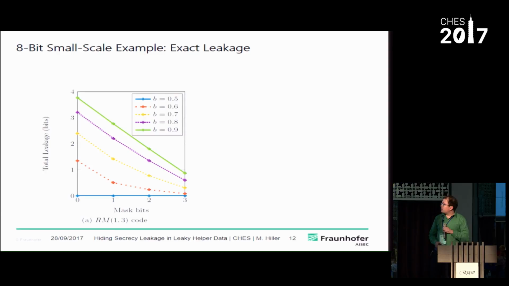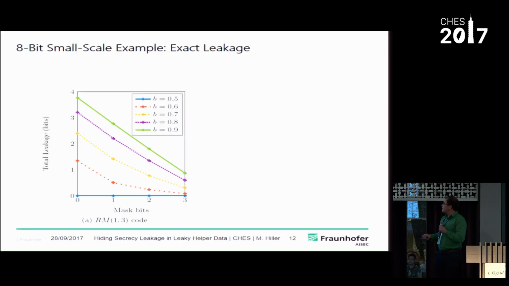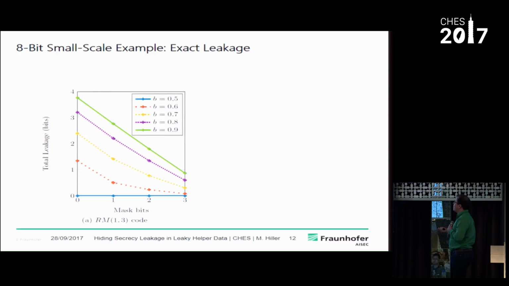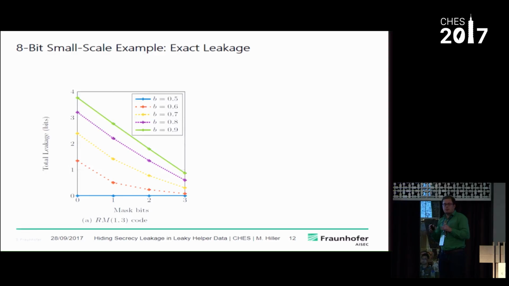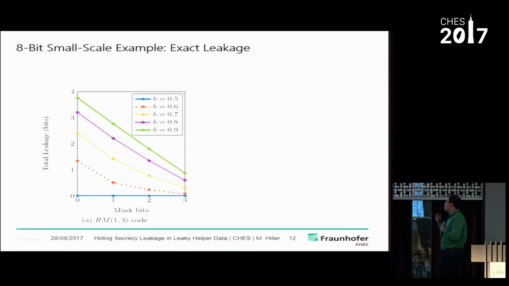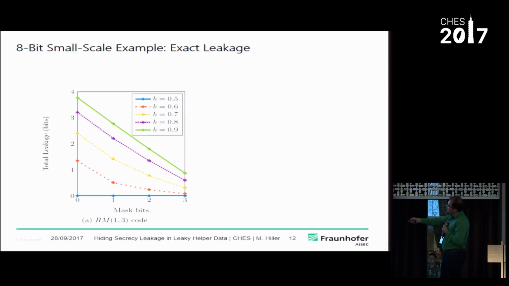So let's go to a bigger example. We started with a 4-bit case. Now we have an 8-bit case, a code with 8-bit length, 4 information bits, 4-bit distance, and something you can see here. First of all, if we have 0.5 as probability, we're unbiased and don't have leakage. Now, for example, if we have 60% ones or zeros, we have a leakage of roughly 1.2 of our 4 information bits. So we have some leakage in here. By applying the first mask bit, we can already cut that by half, so in this case, 0.6 of the 3 remaining bits would still be leaked, and then it goes to zero. And as you can also see here, the marginal benefit decreases because the Hamming weight in the generator matrix decreases.